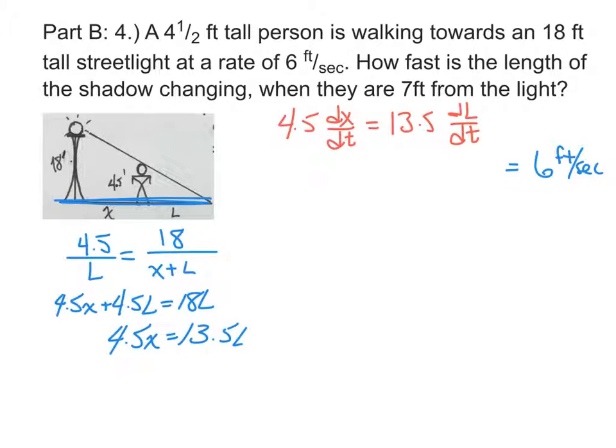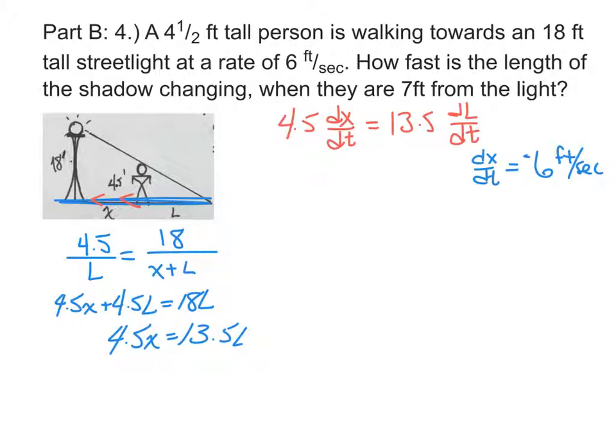So we go back to the picture and think about what's happening, and that is that this person is walking towards the streetlight. So the distance that's changing is obviously going to be that x. That means we have dx/dt is 6. The other thing about that x is that it is getting smaller, so this 6 should be a -6.